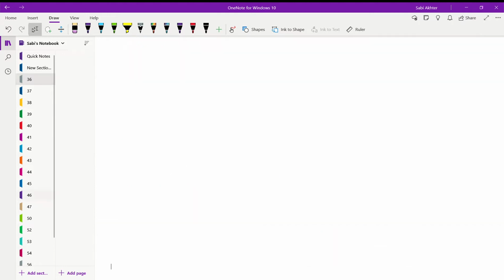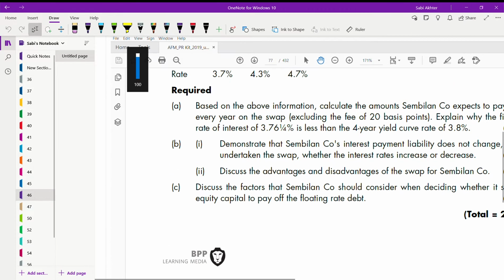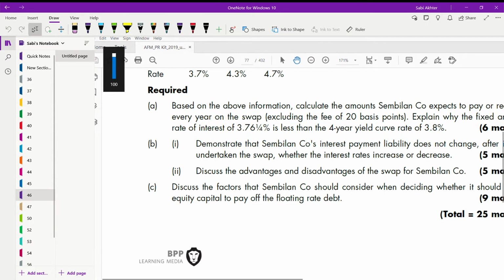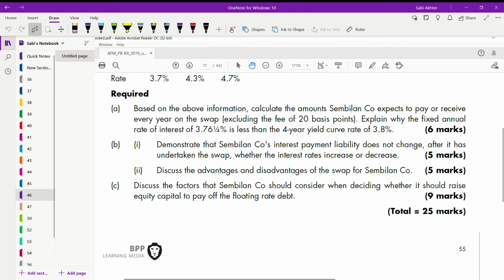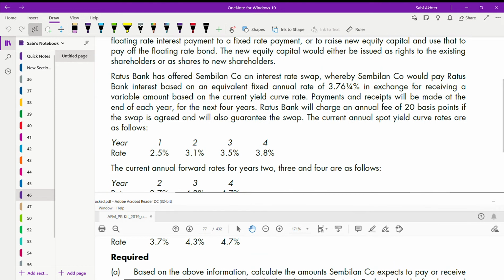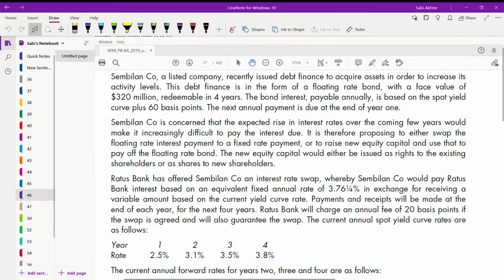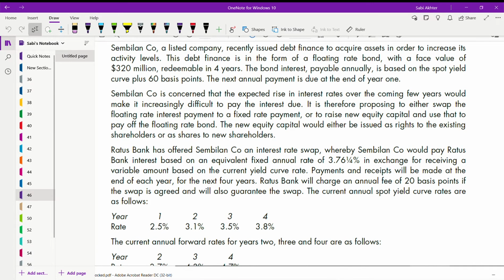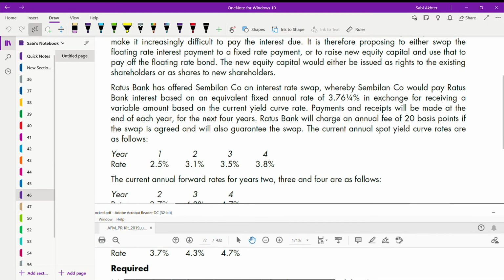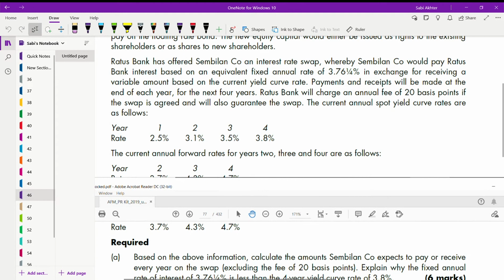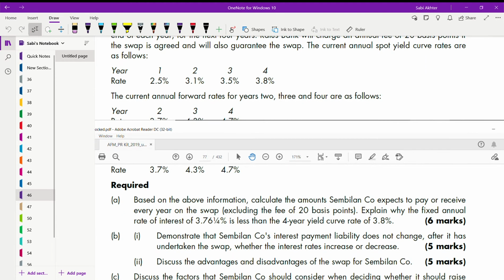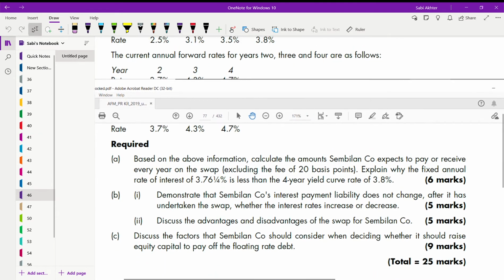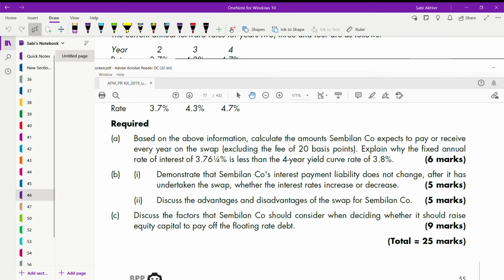So now we can go to 46. 46 is kind of different. As you can see here, we have some annual forward rates for years 2, 3 and 4 as follows. Some rate has been given, and you have been given some yield curve rate. So let us do this, 46, right?